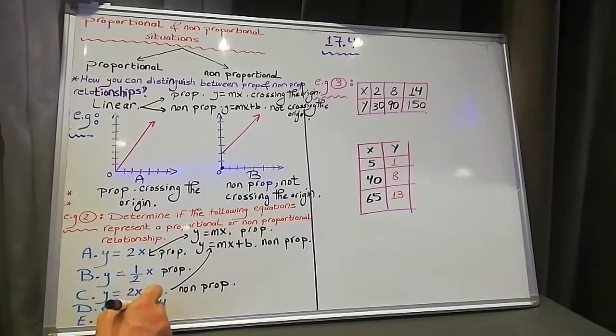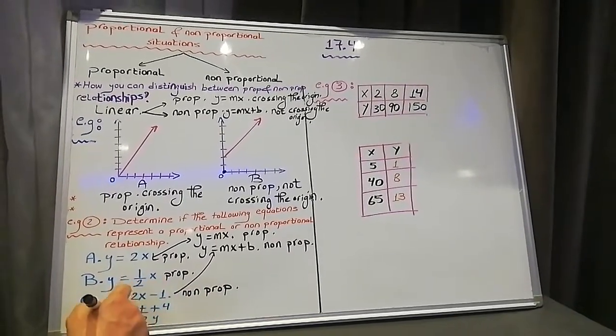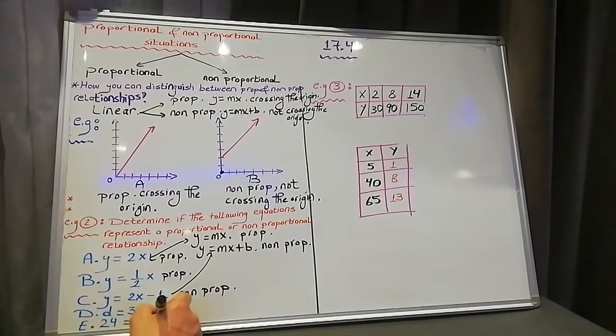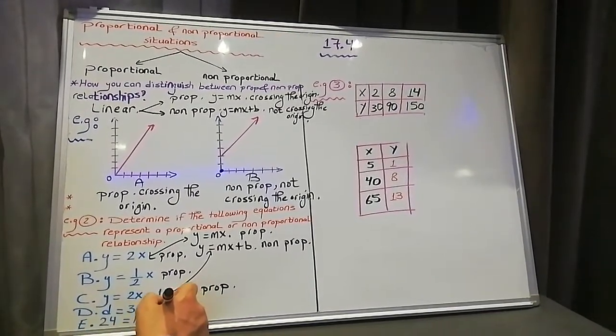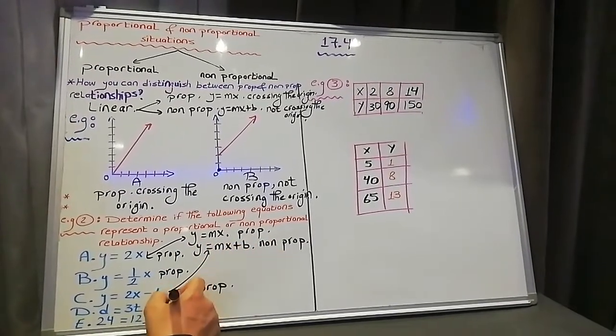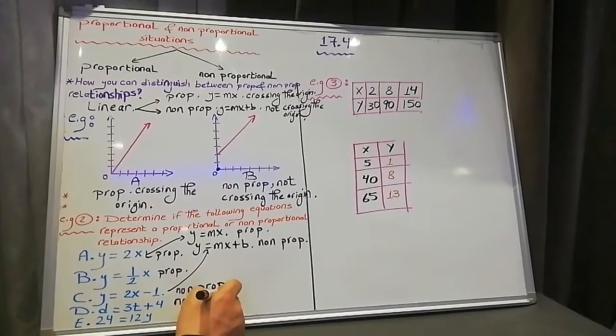We reach letter D. D equals 3t plus 4. Not necessarily all the time do we have y and x. Sometimes we have d and t. Sometimes we have m and n. So also, if you can recognize that this relationship comes in the form y equals mx plus b, it is also a non-proportional relationship.